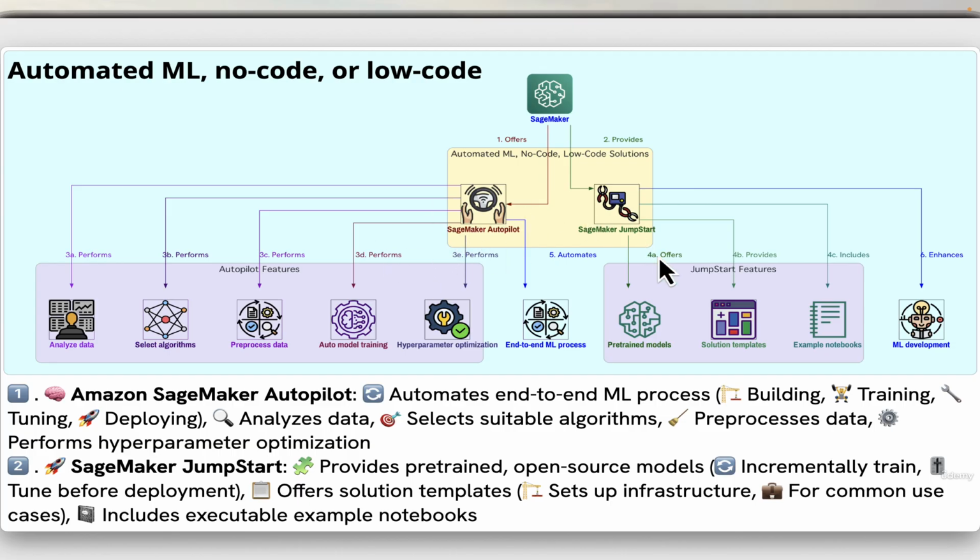But Jumpstart is something where you have some idea, like you can use this model or that model because they are pre-trained models. So you have some idea, so you can choose one of them, and you have some templates and example notebooks. So that will just speed up the ML development process.